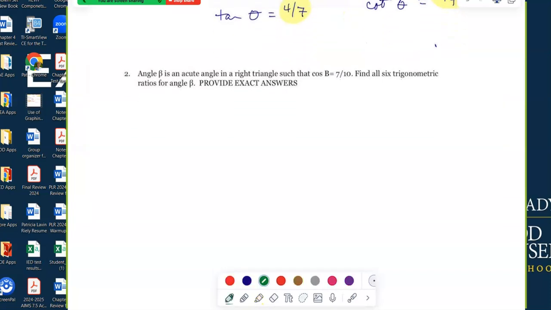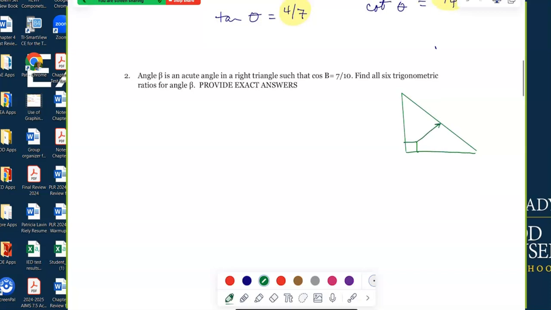Okay, another drawing. This one says, angle beta is an acute angle in the right triangle such that cosine of beta is 7/10. Find all 6 trigonometric ratios. So I'm going to draw my triangle again. Remember, the acute angles are not the right one. So here's my right angle. Across from that is always going to be the hypotenuse. I'm going to put beta down here, so I just tend to do that. And I'm going to write SOHCAHTOA right here so that it's right in front of me.